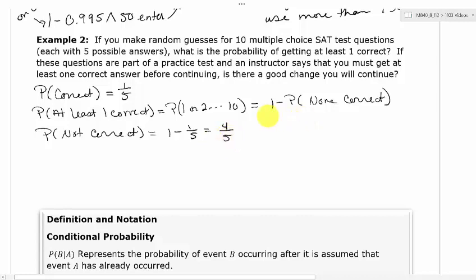And so then this probability is going to be 1 minus the probability that they're all wrong. So that would be 4/5. Now this time there are 10 questions, so it would be raised to the 10th power. And you could compute what 4/5 is as a decimal. That might be easier for you to enter into your calculators. So 4/5 is the same as 0.8. So 1 minus 0.8 raised to the 10th.